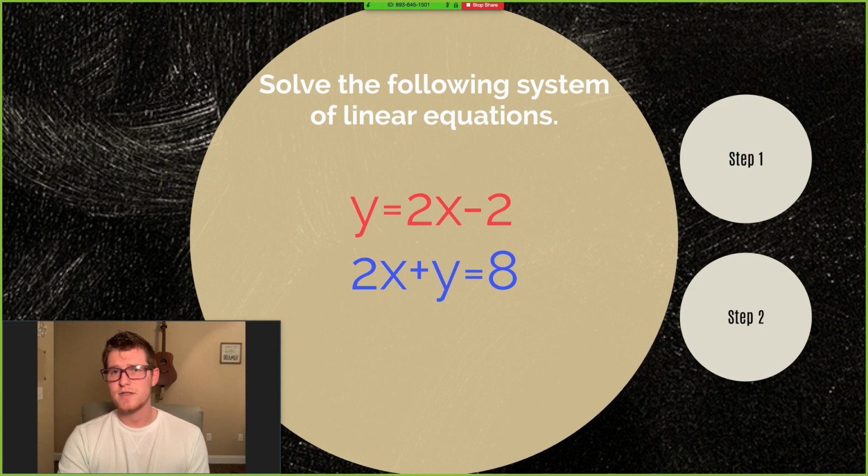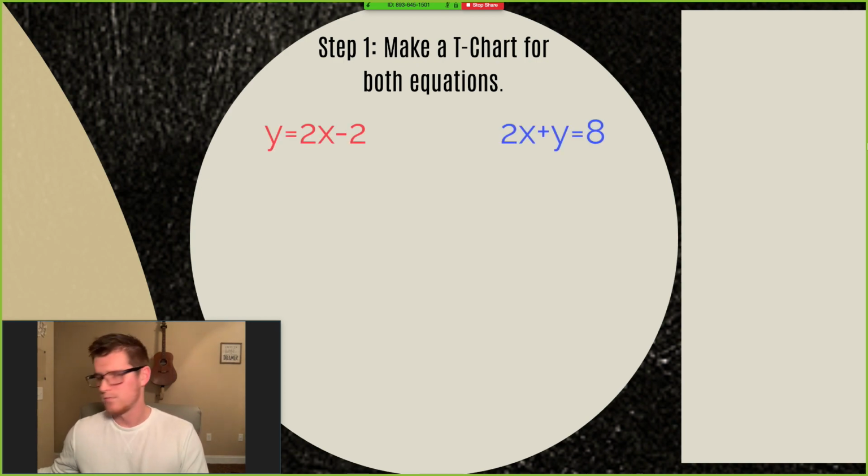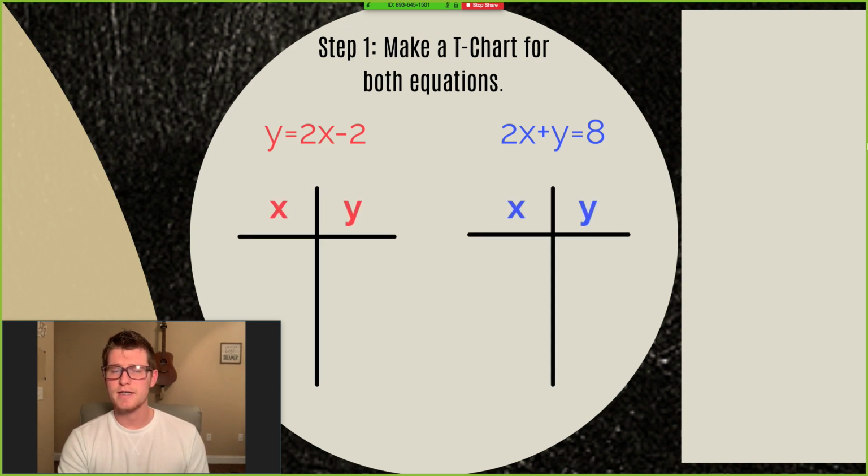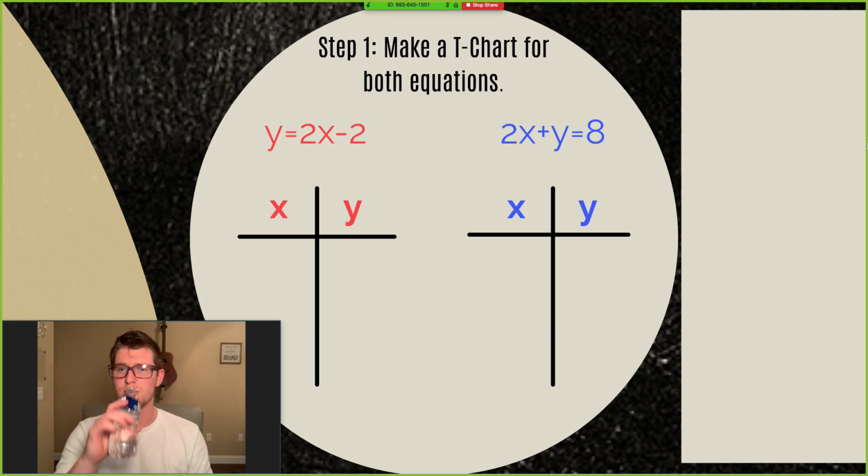So in order to graph these two equations, the first thing we're going to want to do is to make a t-chart for both of them. Okay, and when we make a t-chart, that's just xy coordinates, and we're inputting a given x or y and finding out what the other would come to if we solve the equation.